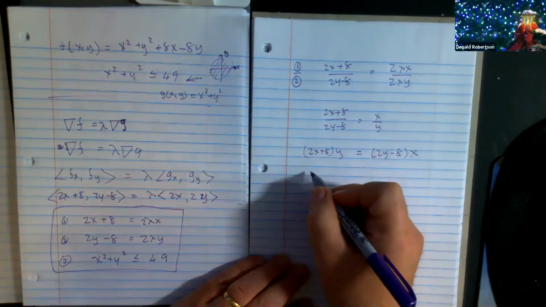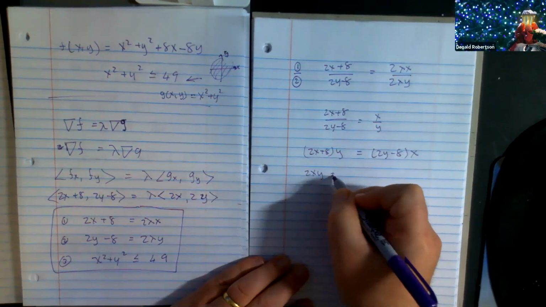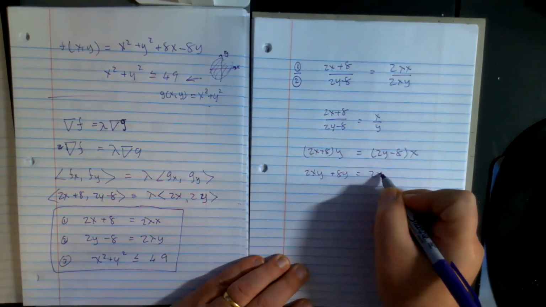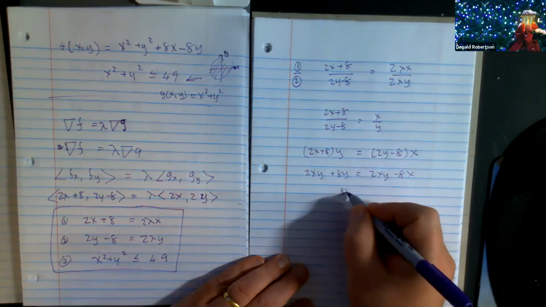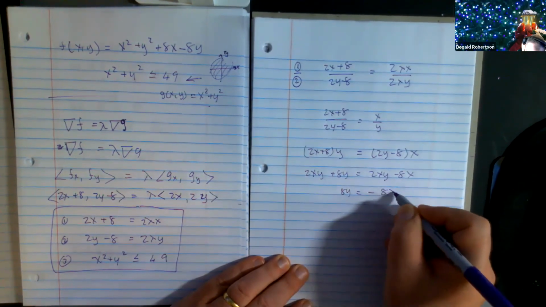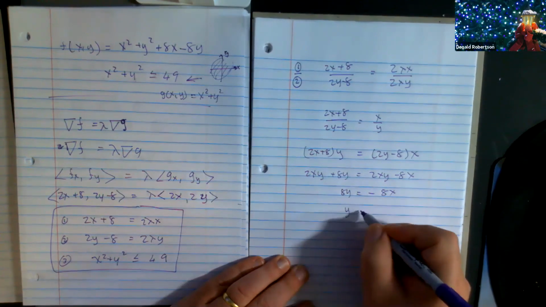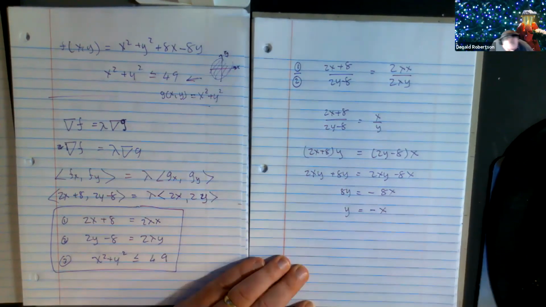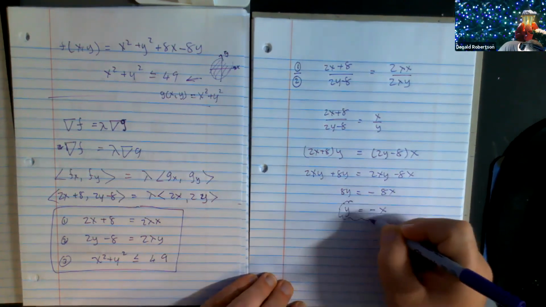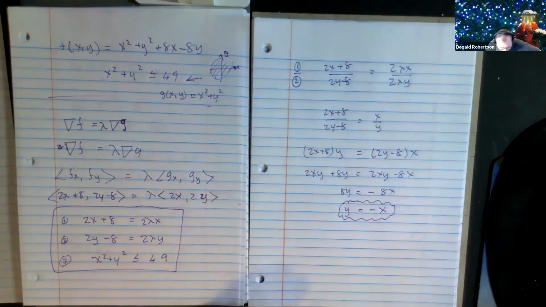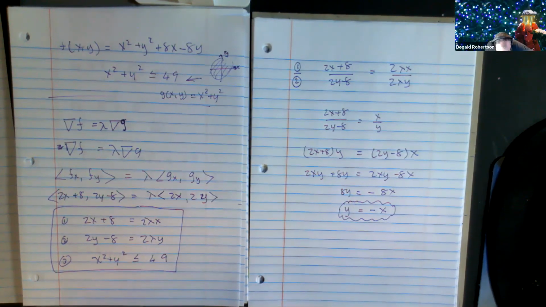And I will distribute. And I will subtract 2x from both sides. And I will divide both sides by 8. And I have just discovered that as long as y is equal to negative x, that may be a solution. But I have got to find who that solution is.